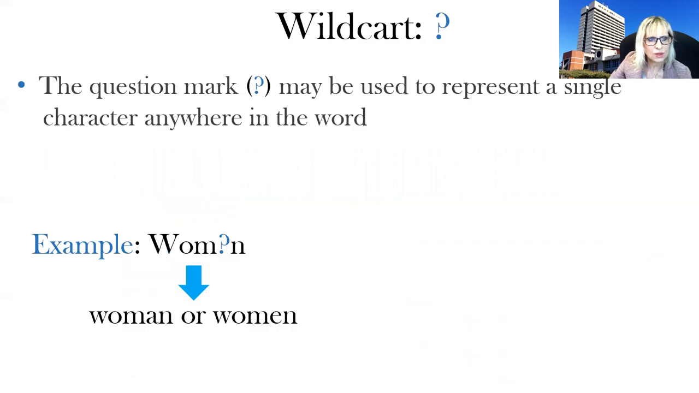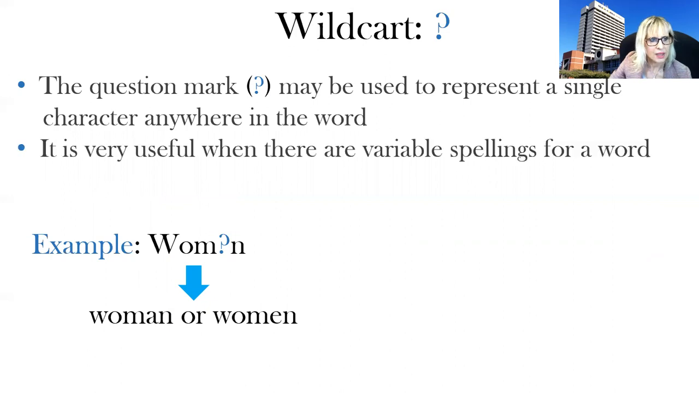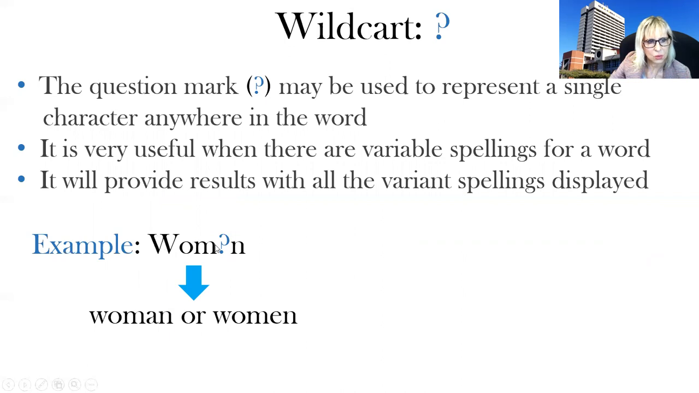The question mark may be used to represent a single character anywhere in the word. It is very useful when there are variable spellings for a word. And you can see this example, woman, so it will give both spellings in your search results.